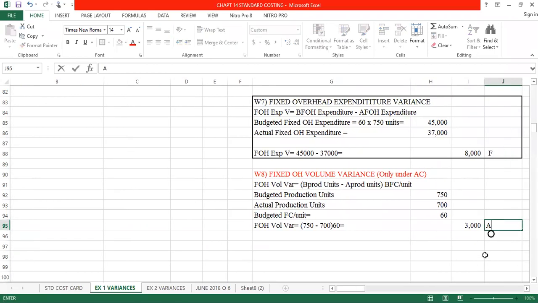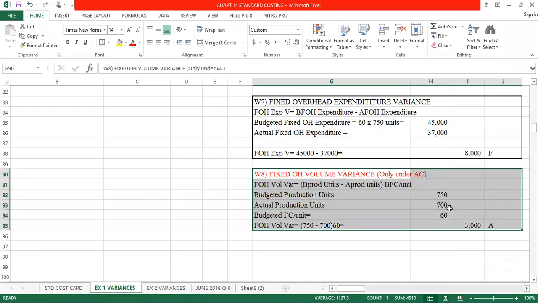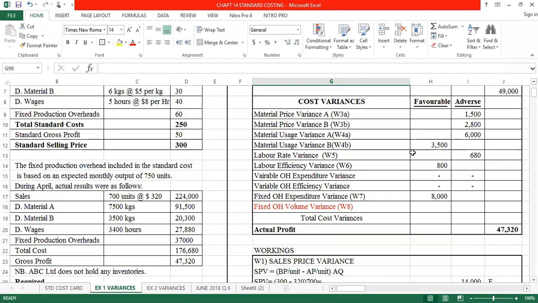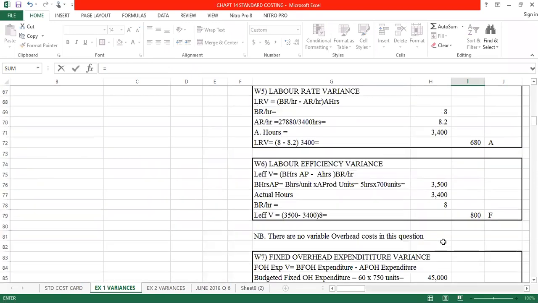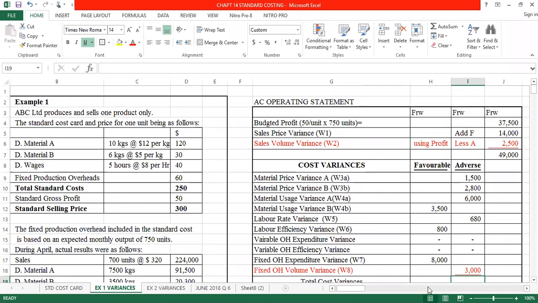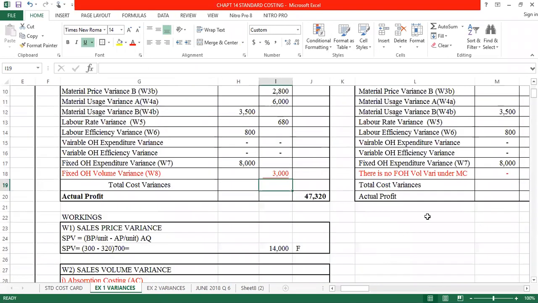So it is what? A. Why is it A? I hope you understand. You produced less. You lost. This variance, we said it is only under absorption costing. So did we lose? Yes, we lost. So here, there is no variance, there is 0 and 0, because under marginal costing there is no fixed overhead volume variance.